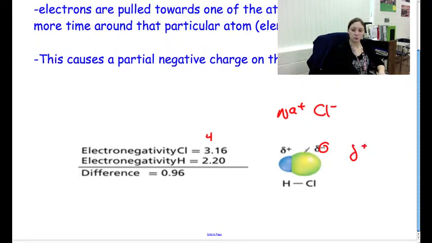That means this is the partial positive end, the partial negative end. So this chlorine end is a little more negative than the hydrogen end. And the further apart these two numbers are, the more the electrons sit on one side or the other. Okay? So if I have a metal and a non-metal, that's ionic.